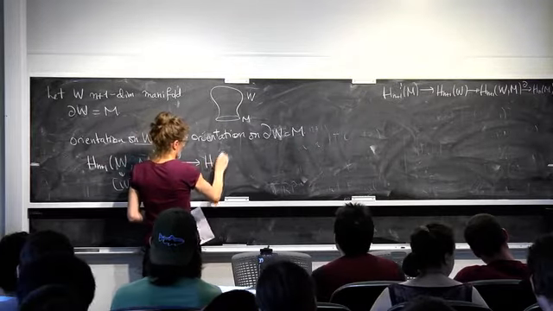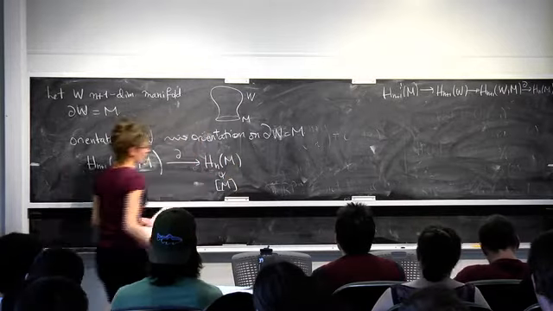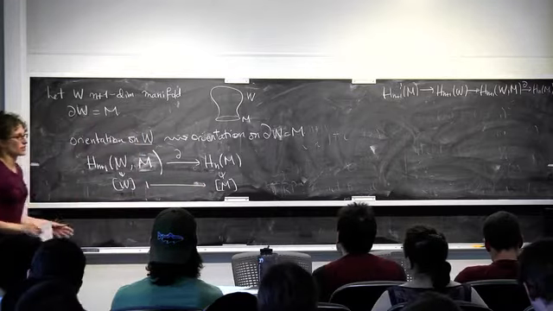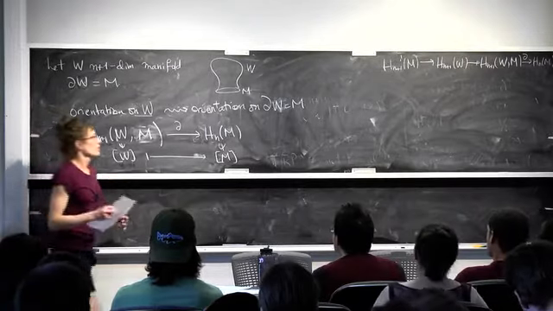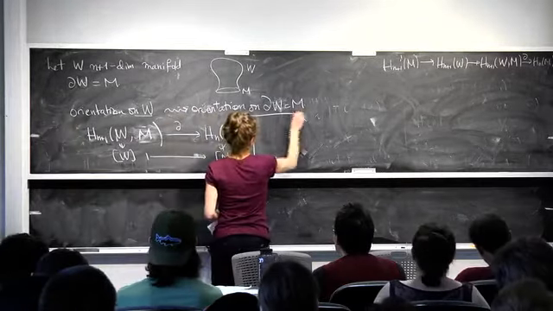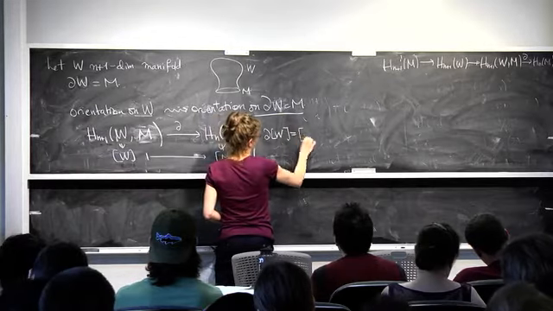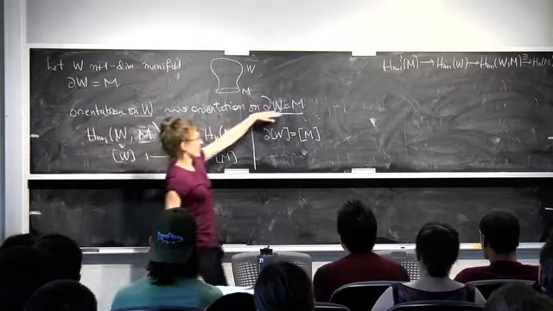And for this orientation to restrict to the boundary is the same as saying that this maps to a fundamental class, an honest fundamental class in here. Do you guys understand the statement? Okay. So you have this beautiful formula: the boundary of W is M, when you're in this setting.